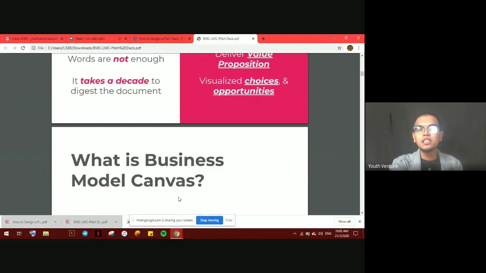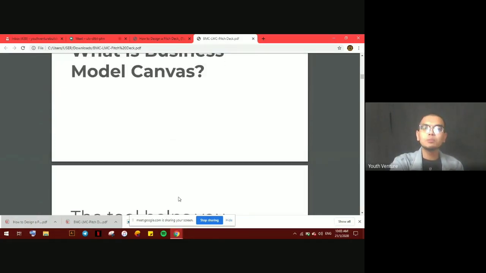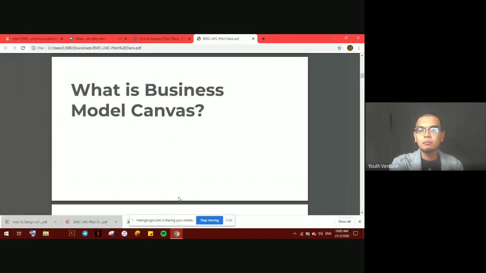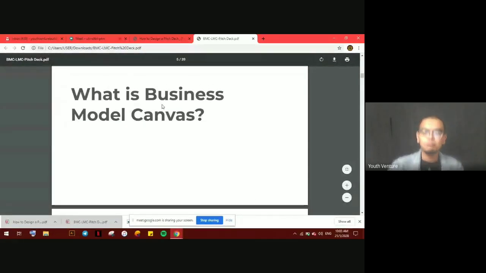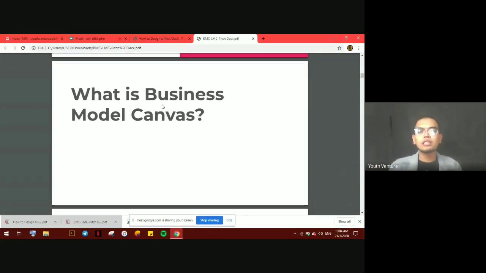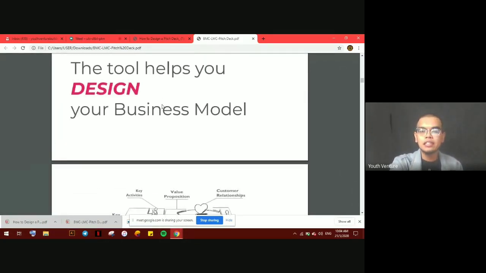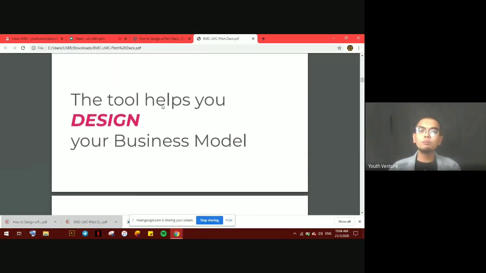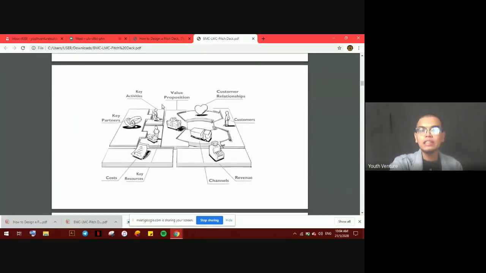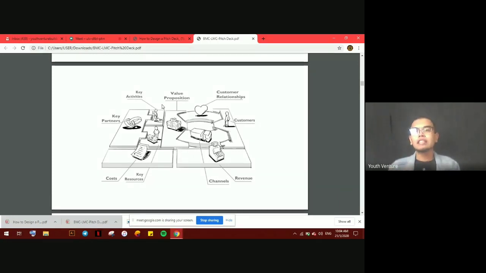So basically, what is business model canvas? Business model canvas was invented by Sir Oswald, and it has 9 parts. It is a tool that can help you to design your business model. A business model is basically the way you run your business, how you generate your money. Again, there are 9 parts: customer segment, customer relationship, revenue, channel, value proposition, key activities, key partners, key resource, and cost.